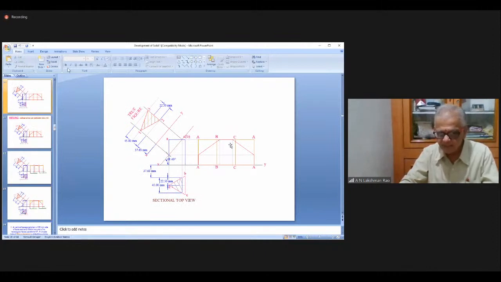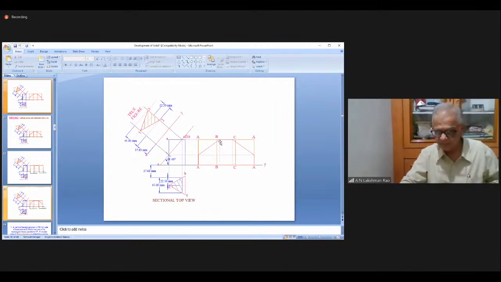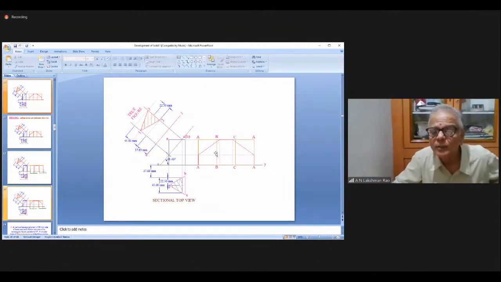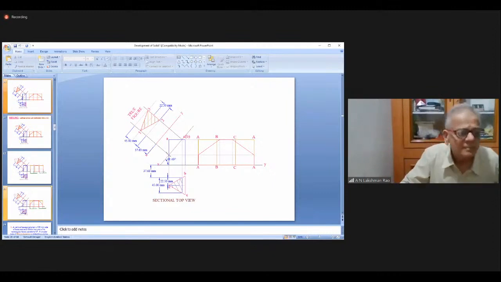I have marked it here. And I said there is something wrong. Can anybody tell me what is wrong in this? These two lines, the light lines, are wrong, I am telling. Why are they wrong?